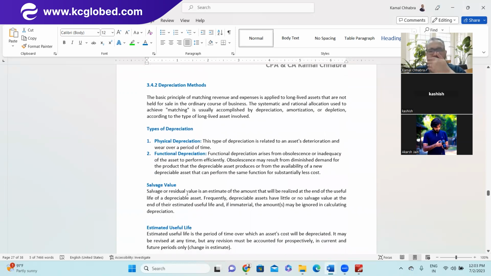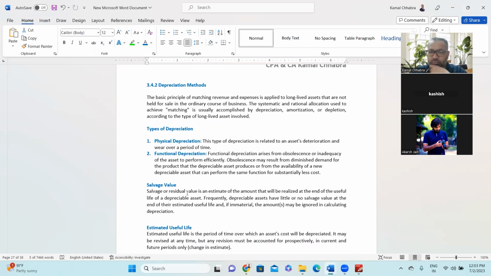So depreciation. What is depreciation? In layman language, depreciation is a reduction in the value of an asset, depending on how much the asset is being used, on account of time, wear and tear, obviously. The basic principle of matching revenue and expenses is applied to long-lived assets that are not held for sale in the ordinary course of business. That is your property, plant, and equipment.